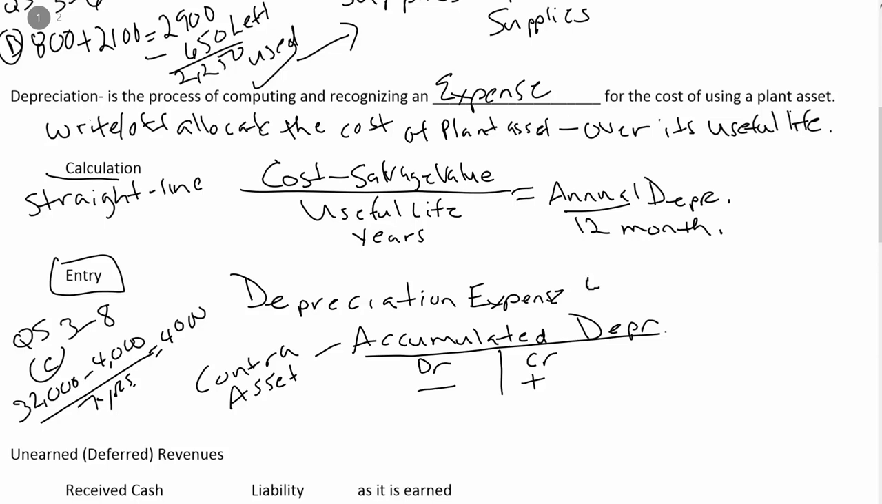So we would debit depreciation expense for $4,000 and credit accumulated depreciation for $4,000 every year. We would do that every year. And so that is how we record our depreciation.